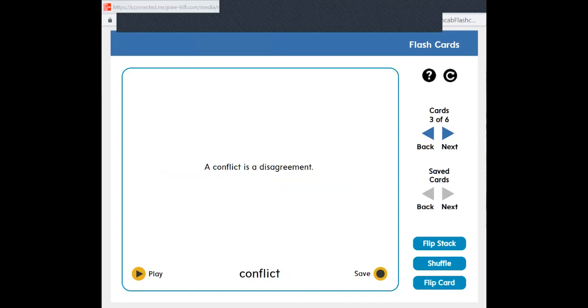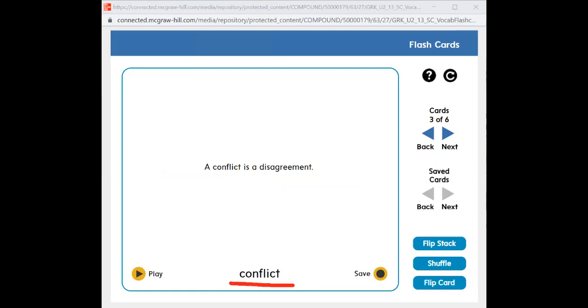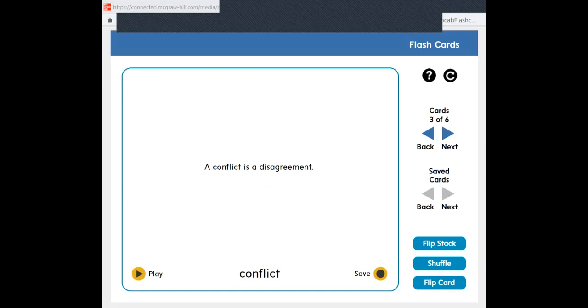Conflict. Conflict, that's a word in your foldable. You're going to trace it and you're going to read it, and then you are going to look at the definition. Conflict. A conflict is a disagreement. So when we disagree with somebody, that's a conflict. Conflict. Say it with me. Conflict. A conflict is a disagreement. Okay. Let's go to our next word.